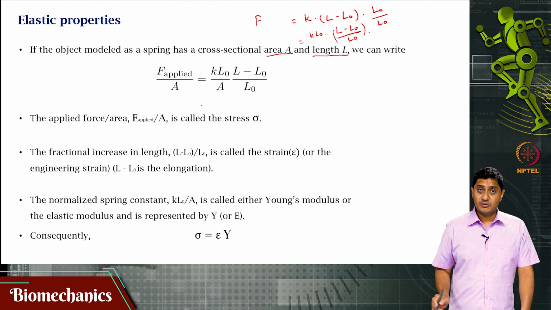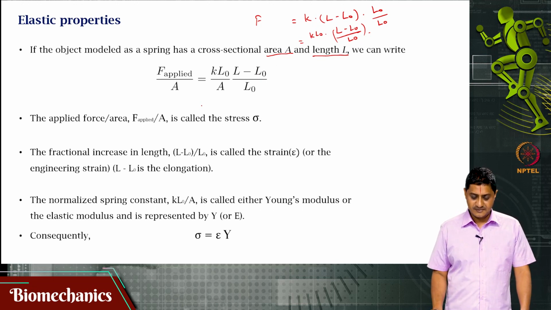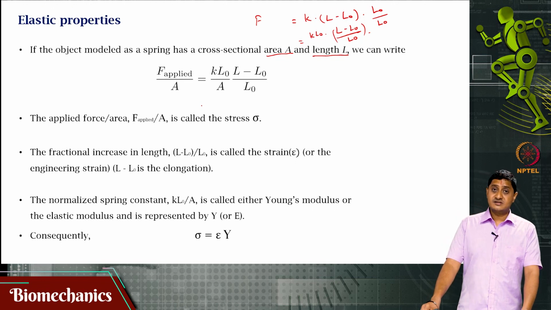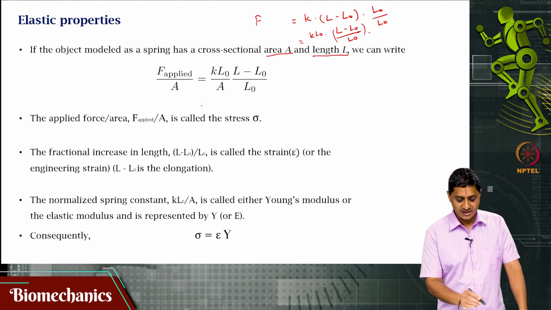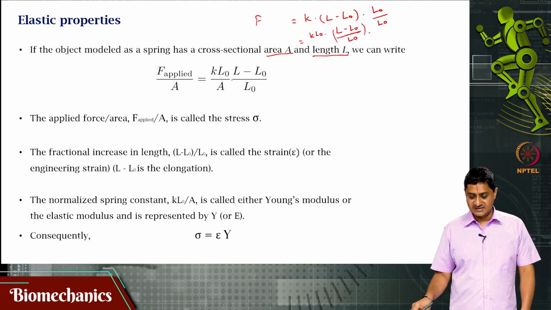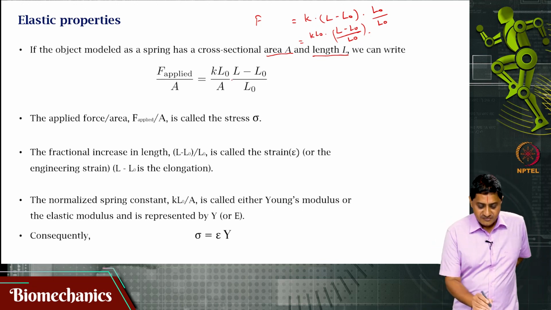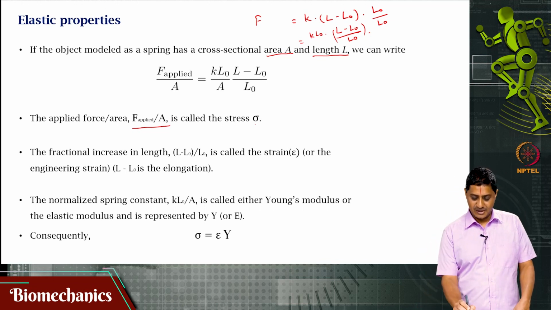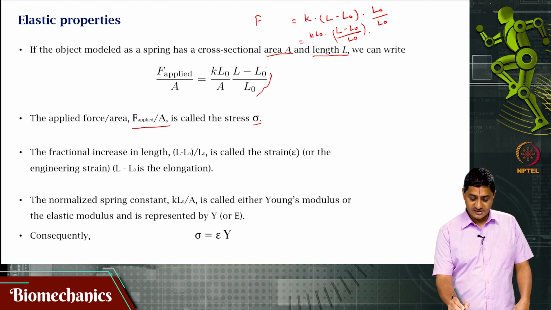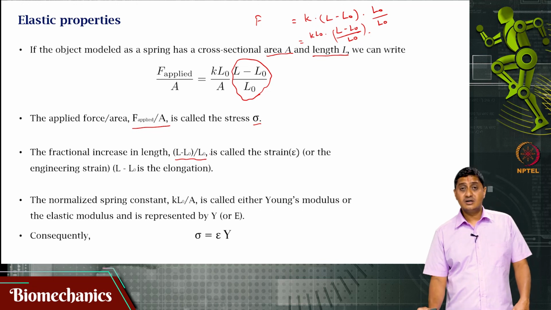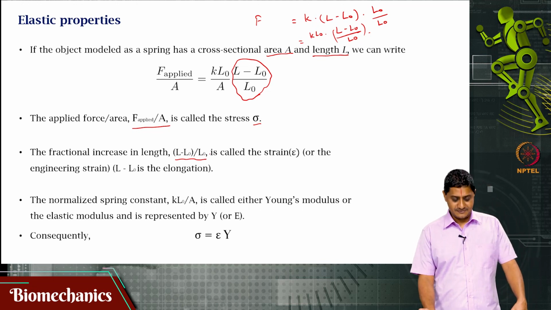and then I am dividing on both sides by the cross sectional area A. On the right-hand side, first I multiply and divide by L naught, having practically no other consequence, and then on both the left-hand side and right-hand side I divide by area A. When I do that, I get something like this. F applied by A is k L naught by A times (L minus L naught) by L naught. This force applied by A is called the stress sigma. And this quantity, (L minus L naught) by L naught, is the so-called engineering strain or strain.